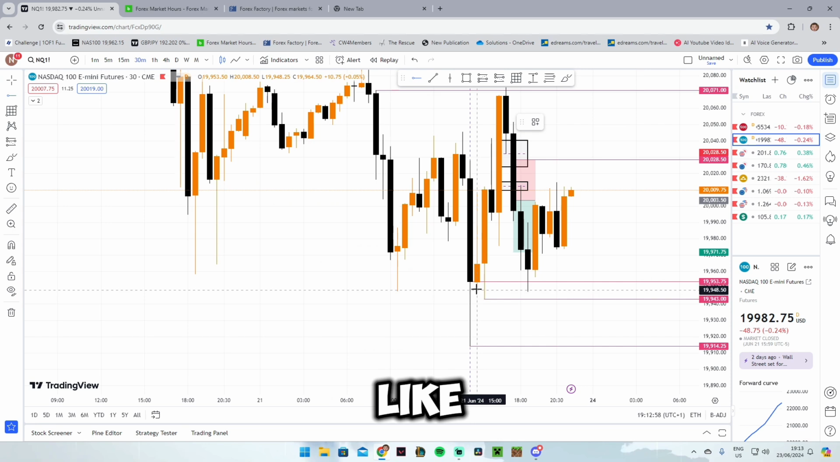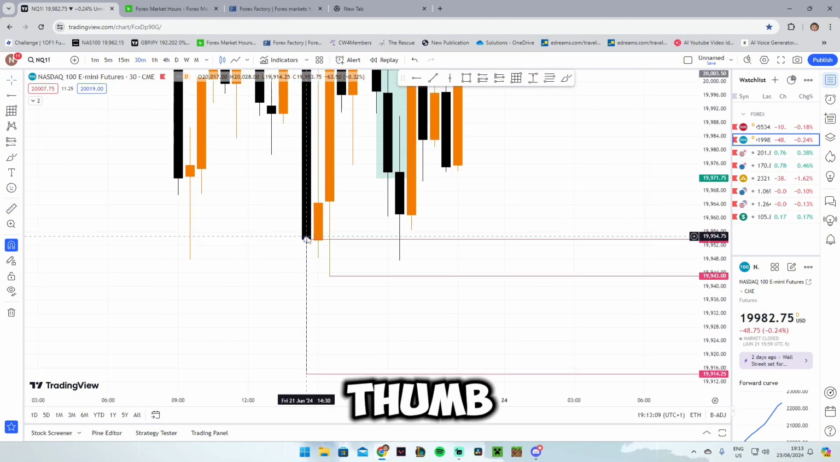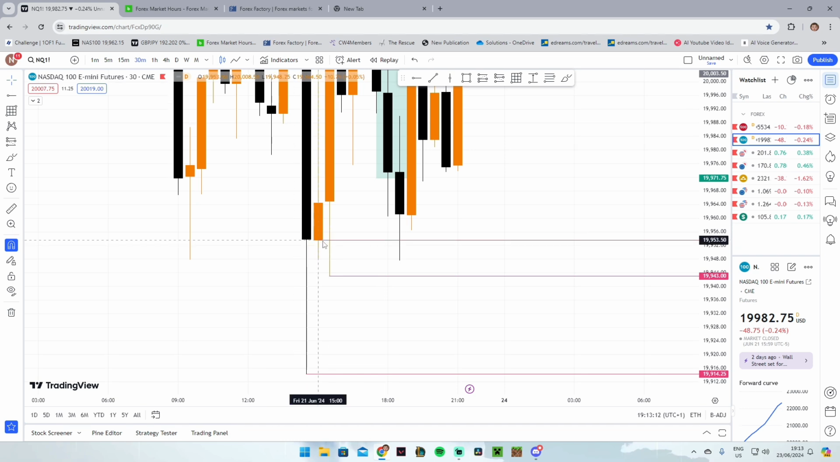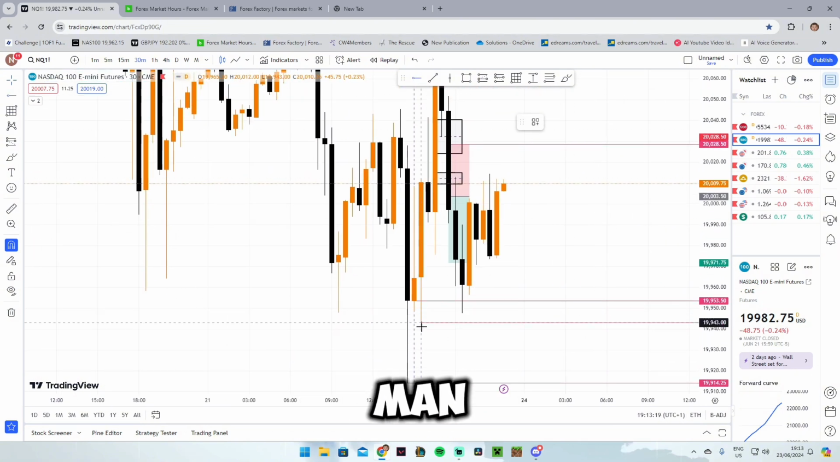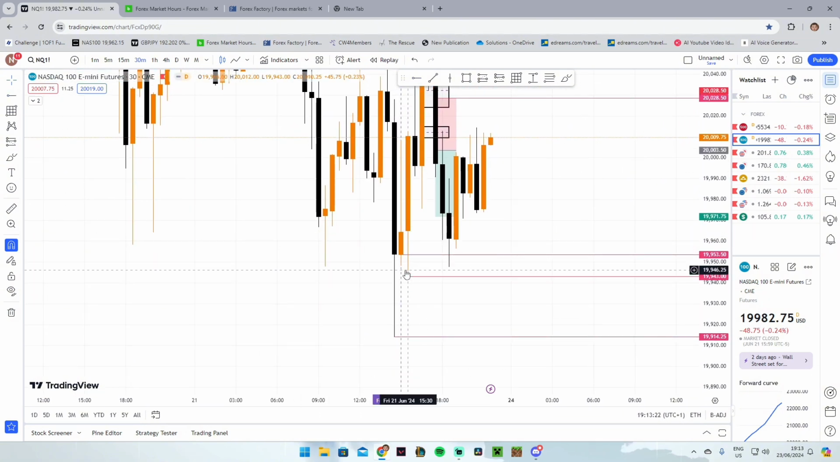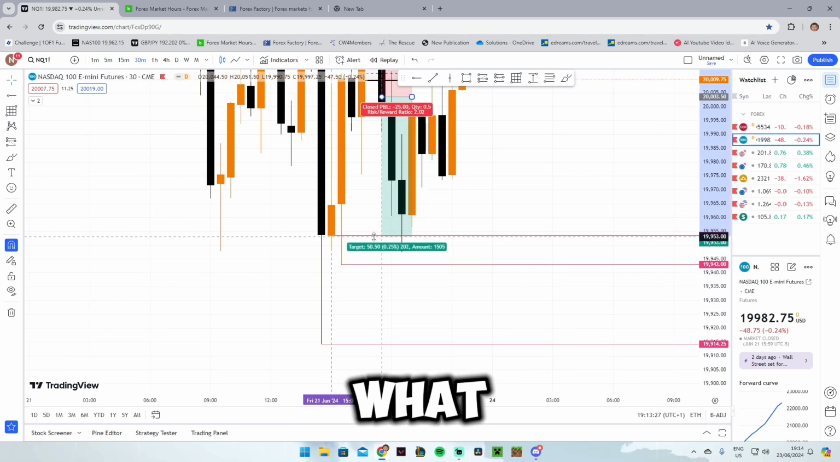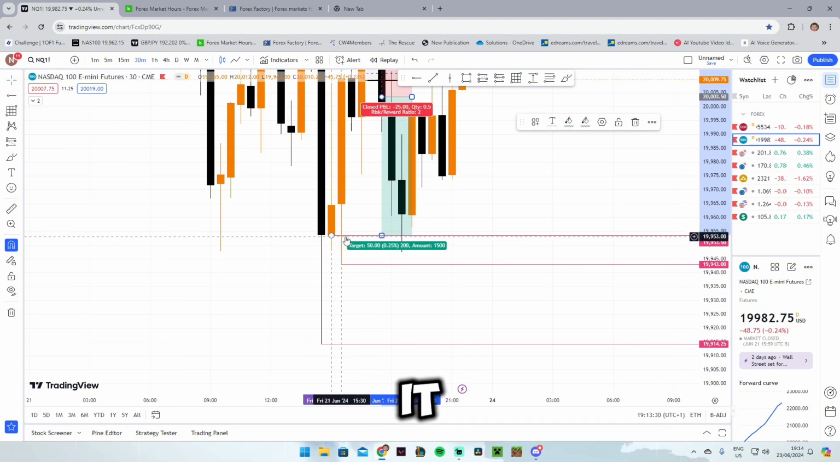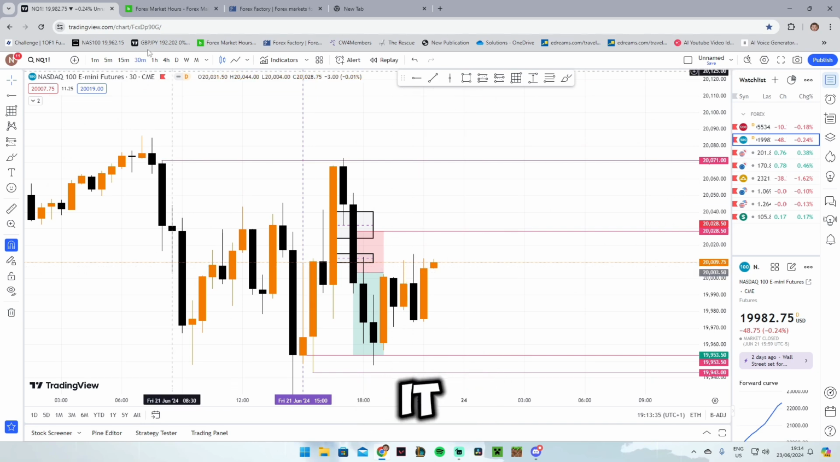I'd say this one got swept, but just barely. So a good rule of thumb: put your take profits on these liquidity spots. Obviously, if you were a bad man and you wanted a second take profit, you could have put it here. No problem, no bother. But if you took it like what I do and put it here, you would have made a 1 to 2, a beautiful 1 to 2. Not too shabby, is it?